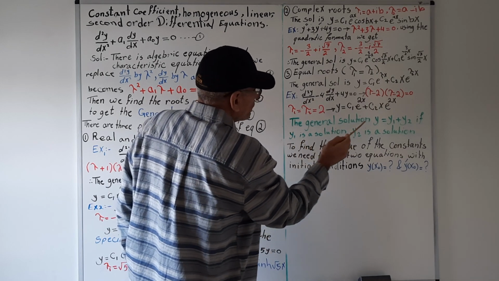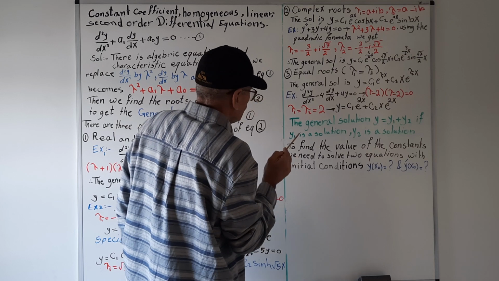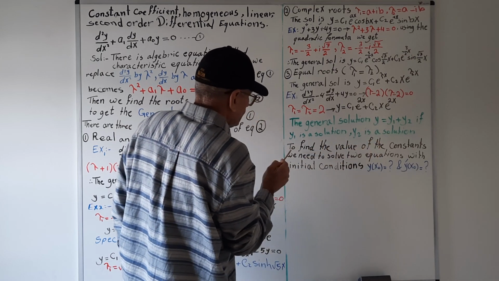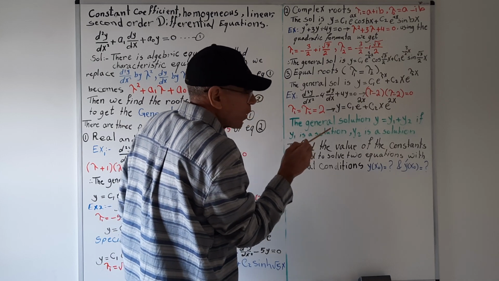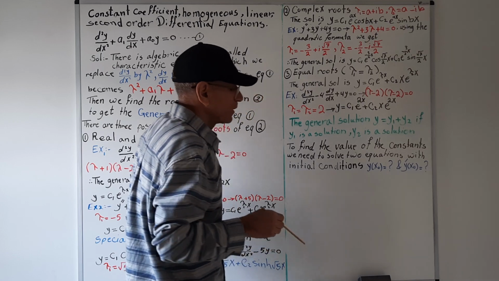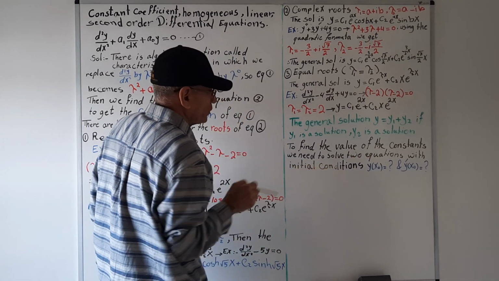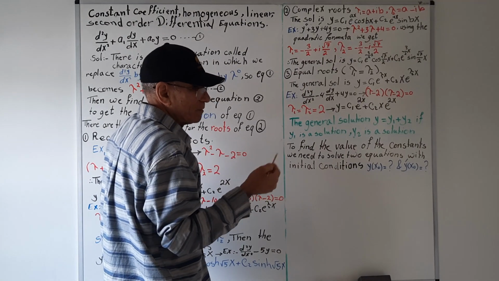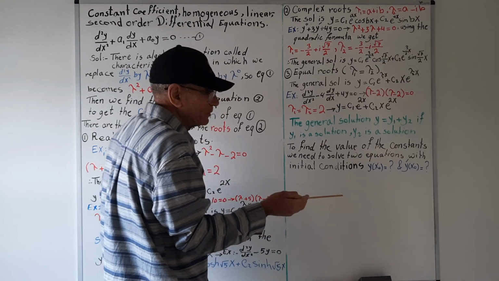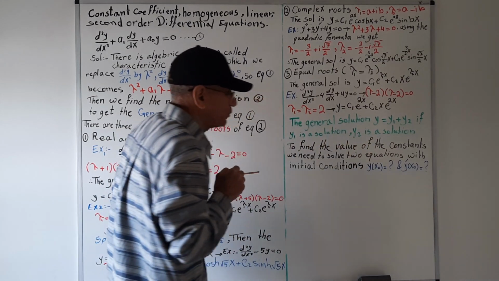The general solution, y equal y1 plus y2. If y1 is a solution, y2 is a solution, then y1 plus y2 is also a solution. To find the value of the constants, we need to solve two equations with initial conditions. So in the next videos, we will give initial conditions to find the constants C1 and C2.